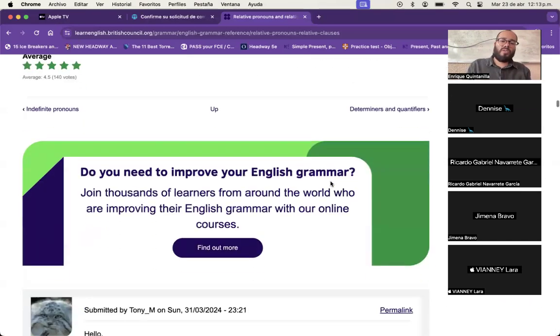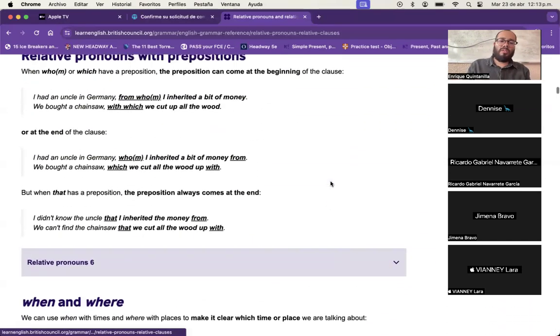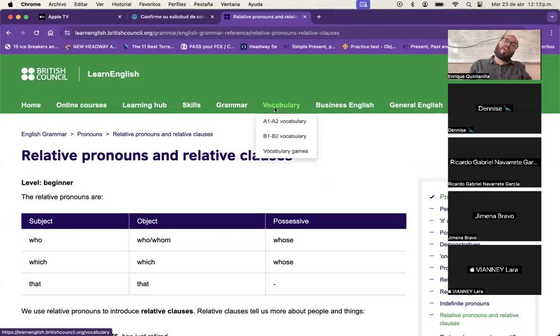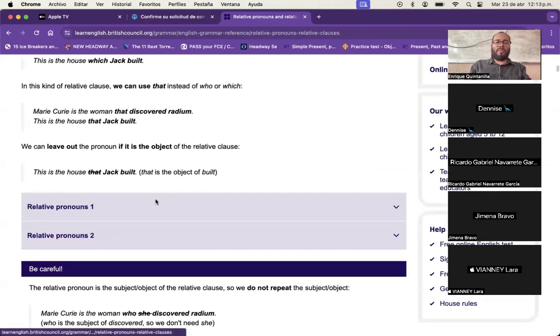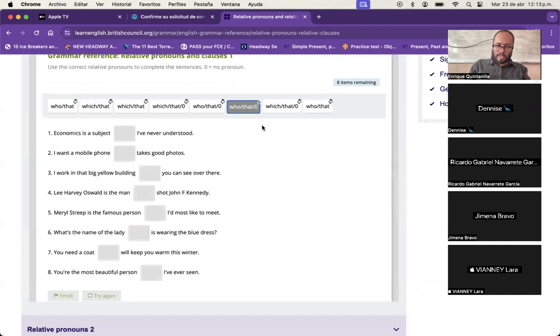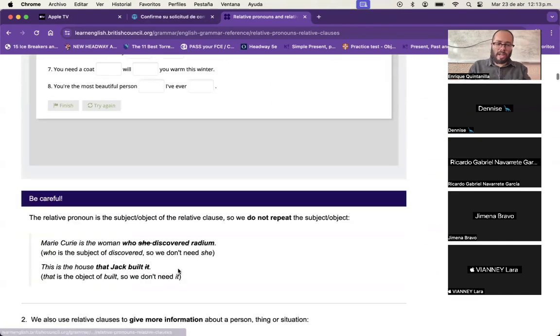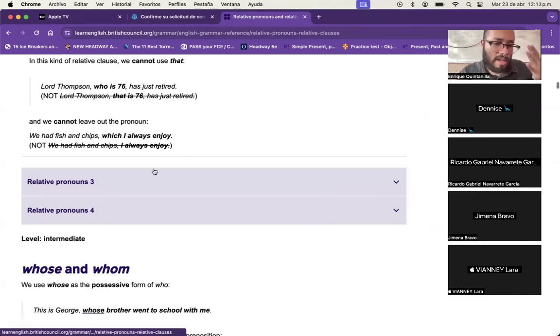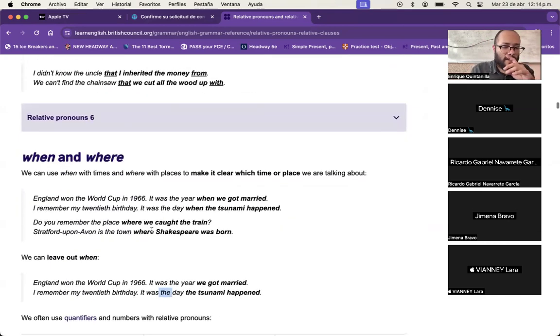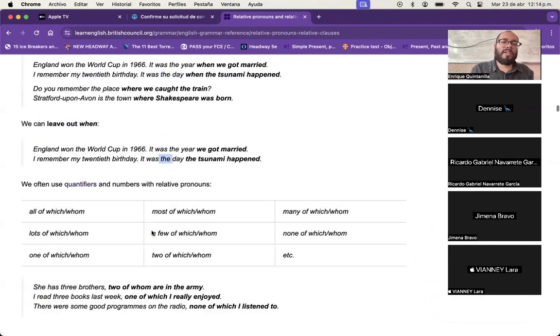Okay, so that was it about relative pronouns. More information about relative pronouns in that link. If you want, after, you can do the activities that it has. Yeah, it has 4 different activities, no, 6, I think 6, 7 activities.